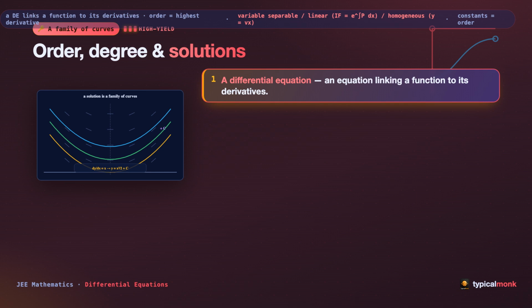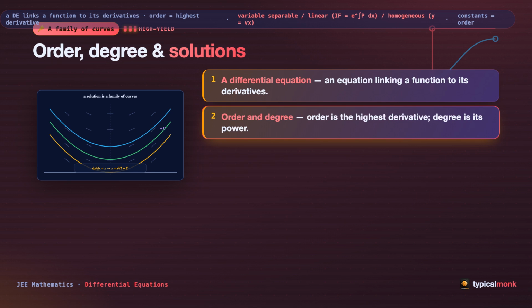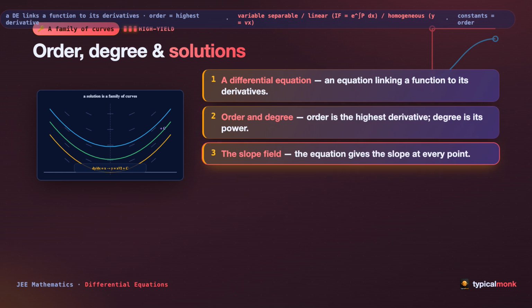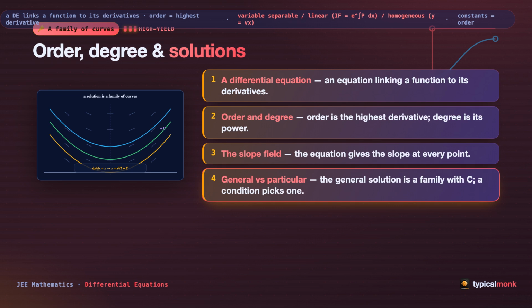Now look at the picture. A solution is a family of curves. Order and degree: the order is the highest derivative, the degree is its power. The slope field: the equation gives the slope at every point. General versus particular: the general solution is a family with C, a condition picks one.